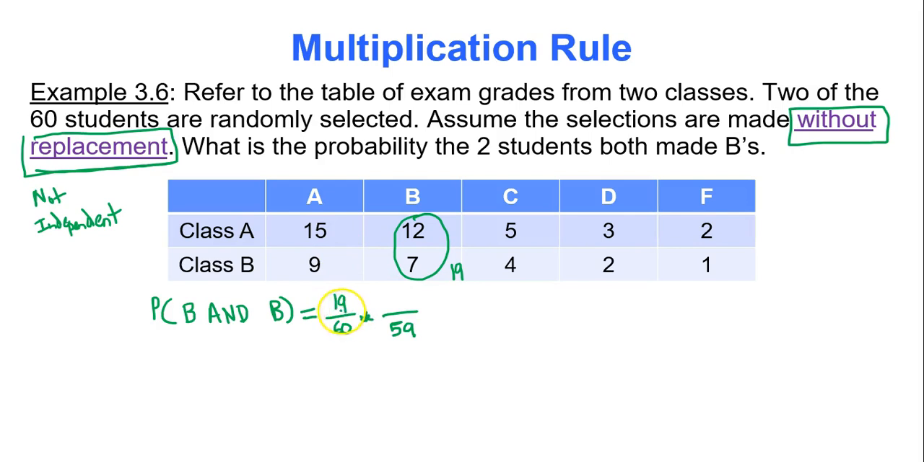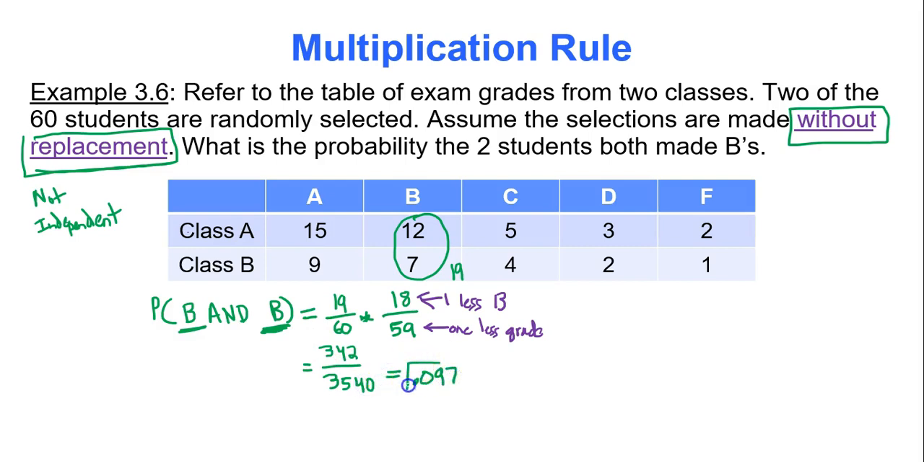Not only that, because the first trial was also a B, and you want to know the probability of also getting a B on the second trial. Because you do not have replacement, because the events are not independent, you also have one less B in the mix. So the 59 is because there is one less grade, because you didn't replace the one you picked the first time. And the 18 is because there's one less B, because in that first pick, we were looking at it being a B. Multiplying the probabilities together, you're going to get 342 over 3540, which is actually going to give you 0.097. That is the probability.